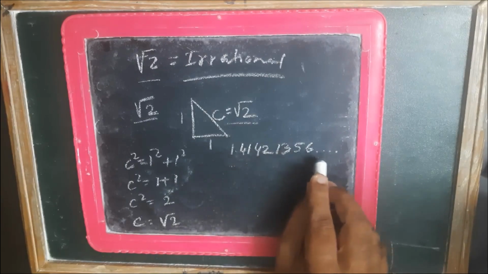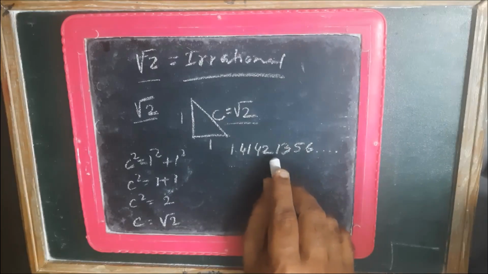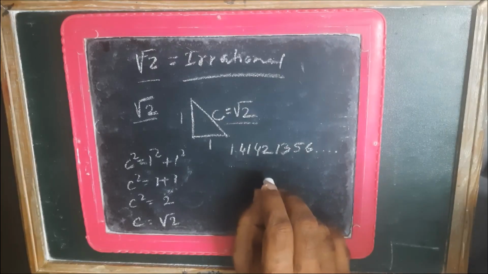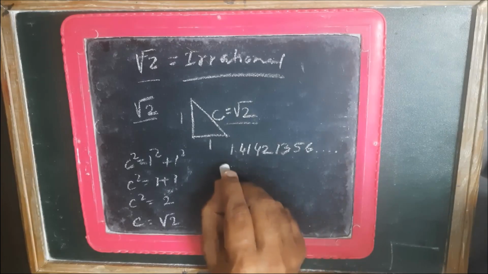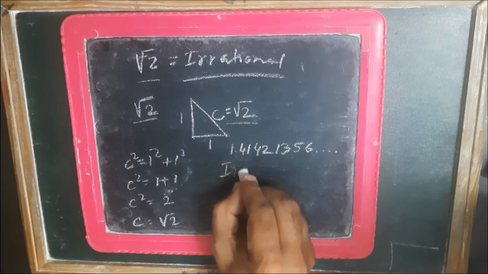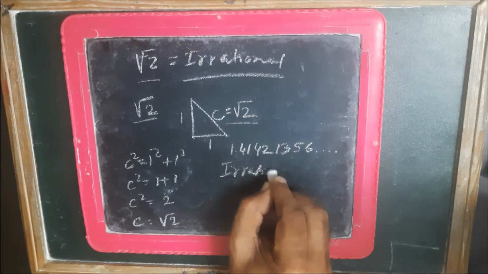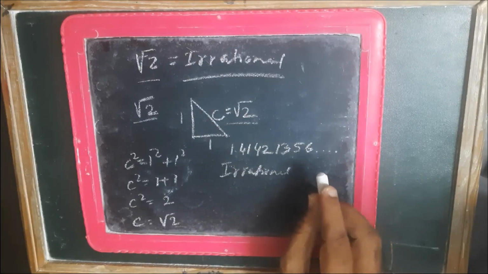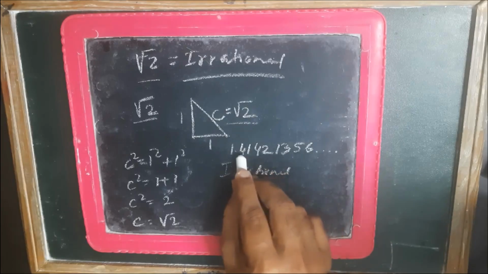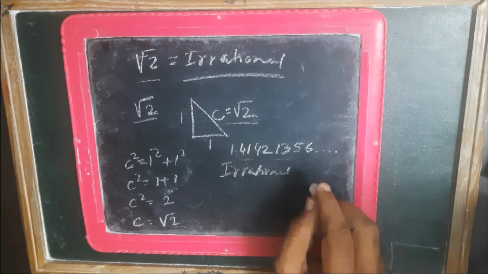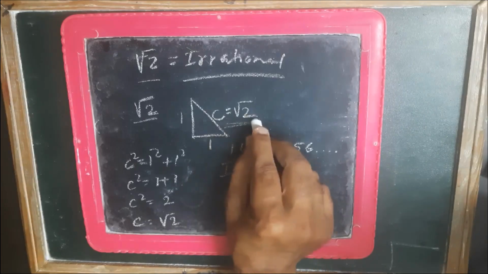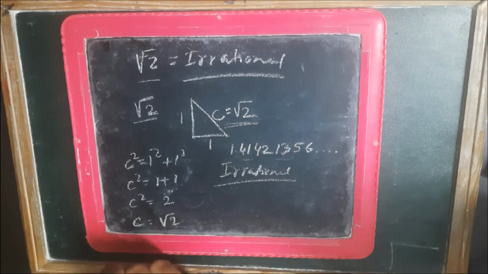If it stops at a specific value, then we can call it a rational number, and this is an irrational number because it never stops at any decimal point. So these decimal numbers will go on. So this is a square root and this number is irrational. This is a practical way of finding out the square root is irrational.